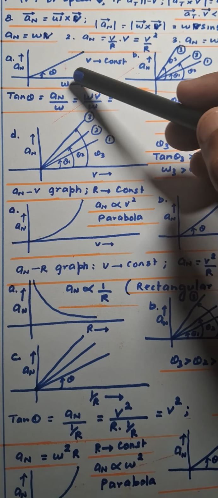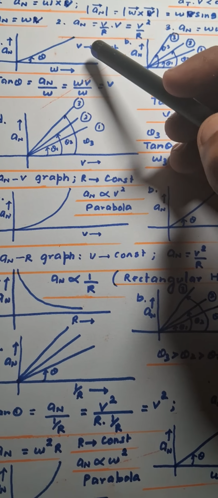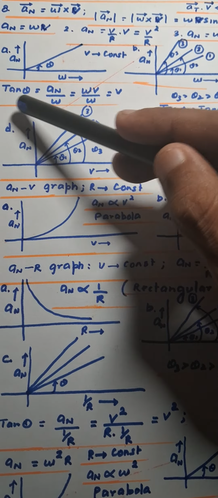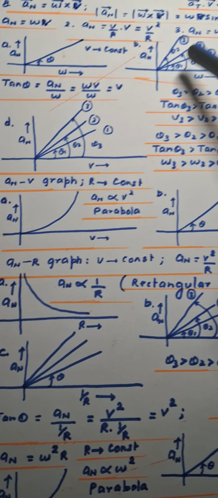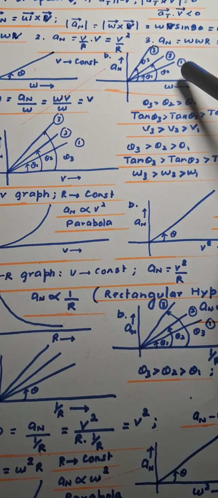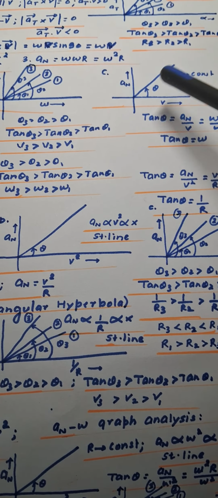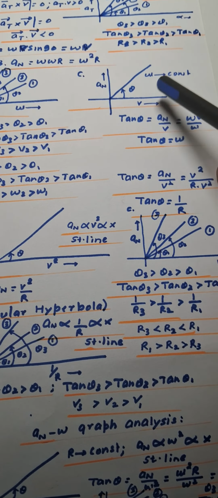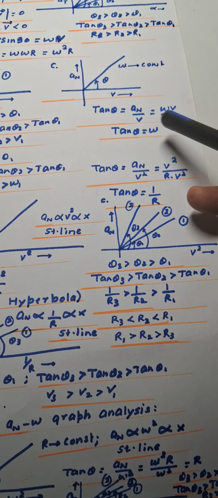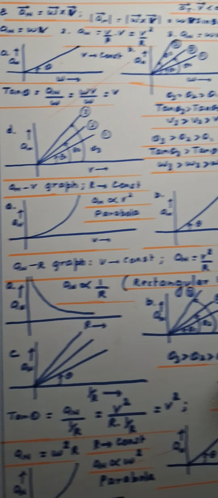Now let's analyze the graphical variations. The first is a_n versus omega. If v is constant, a_n will be omega v, so the graph will be a straight line and tan theta will be v. If we have three different graphs for a_n versus omega for v constant, then corresponding to the greatest angle we have the greatest velocity. Third is the a_n versus v graph when omega is constant. Obviously a_n is proportional to v, so that will again be a straight line, and tan theta will be a_n by v, which is omega.